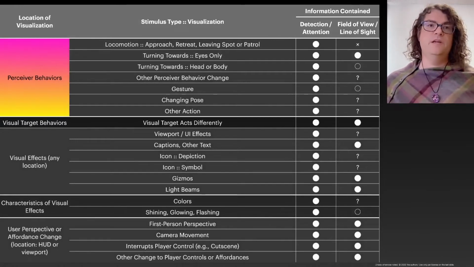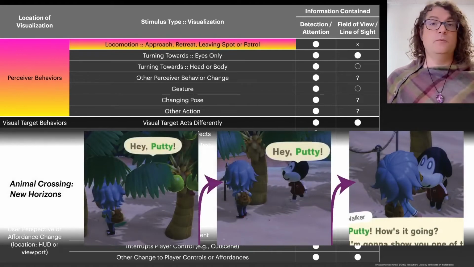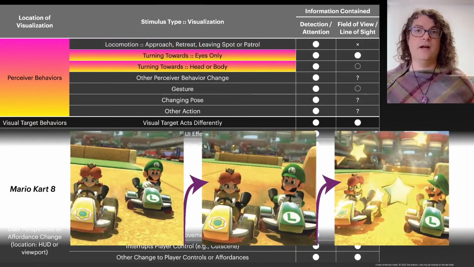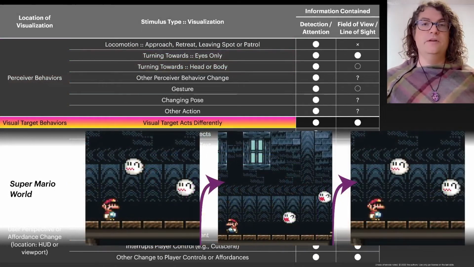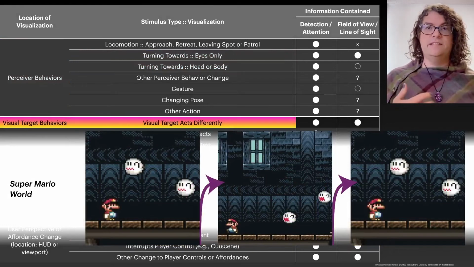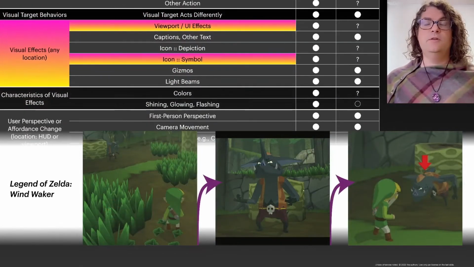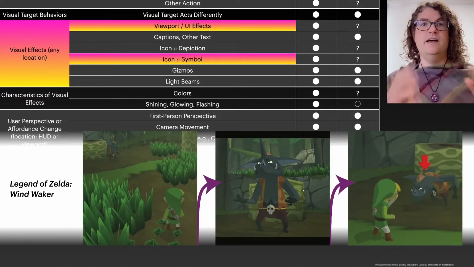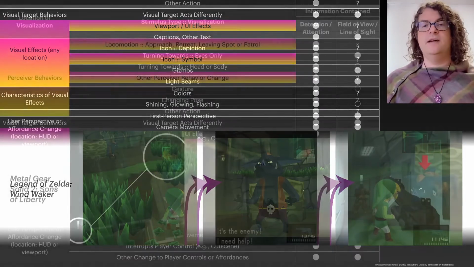So if we look at a few examples, maybe start with perceiver behaviors, right? Our agents might move around and change how they act. They might point their heads or their bodies or their eyes toward the thing that they're perceiving. We also might see scenarios where the target itself is the thing that acts differently instead of the perceiver, like the ghost that we saw earlier. If we look beyond, there are a number of scenarios where games leverage the fact that they have a user interface and a HUD, and communicate these metagame things using symbols and icons.